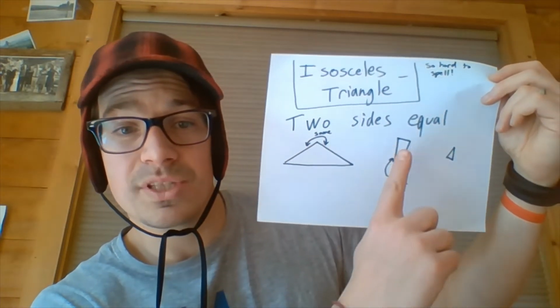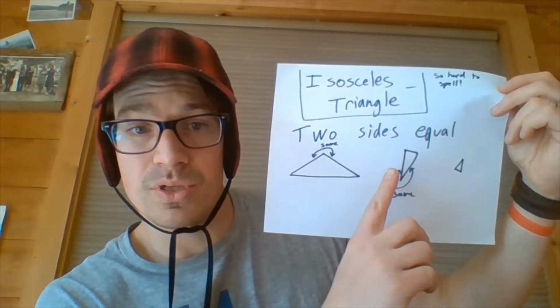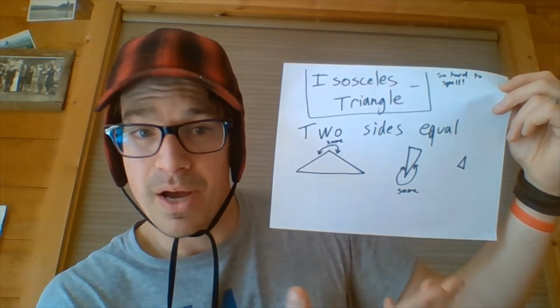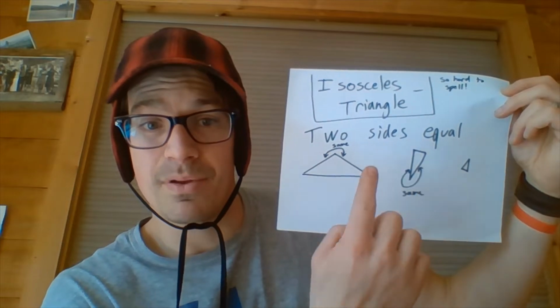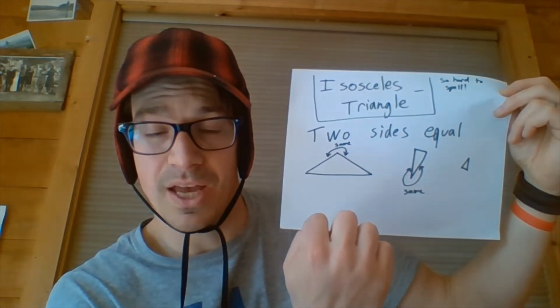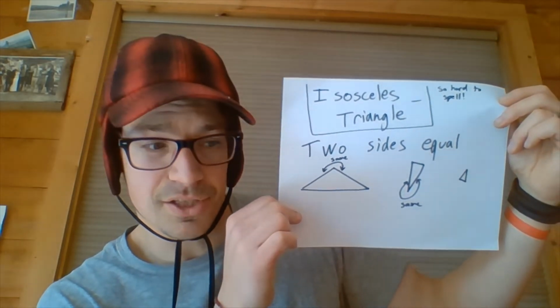And it has 2 sides equal. They can be acute, they can be obtuse, but they all have 2 sides that are the same size. That's an isosceles triangle.